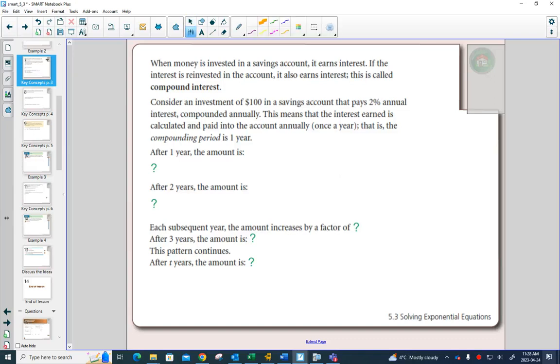Another really nice thing about this unit is that the application questions that we're going to do are very, very pertinent to your life. Things that are actually happening for many of you right now. The first thing that we're going to look at is compound interest, which is terribly fascinating right now.